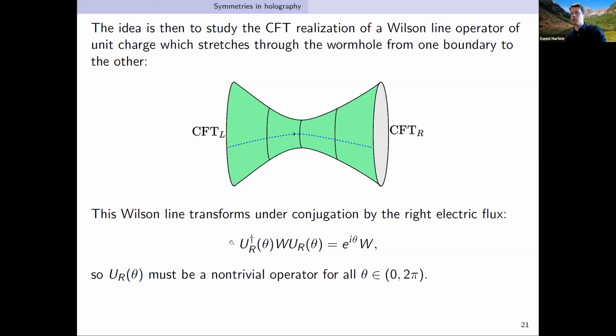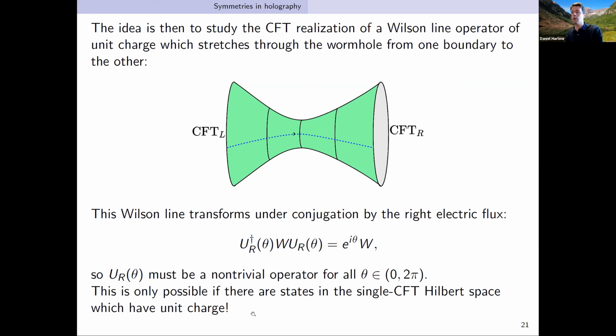But actually, that means we're done, right? Because that shows that the electric flux at one boundary, which is just the charge of the theory with one copy of the system, has to be a non-trivial operator for all θ from 0 to 2π. And that's only possible if there are states that are charged, because this is just e^{iQθ}. If, for example, Q were 0, this would always be the identity. So for it to be non-trivial for any θ, there have to be states of all possible charges, including unit charge. That already shows that the conjecture is true. Just as soon as you write down this Wilson line, you understand that the conjecture is true.